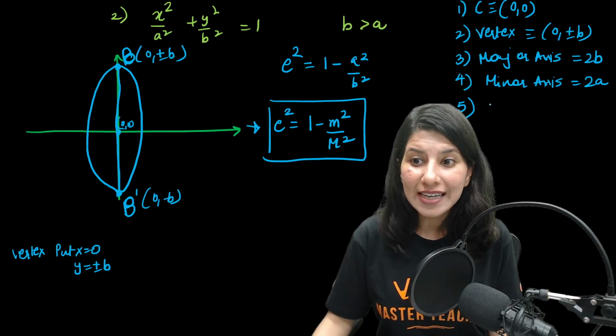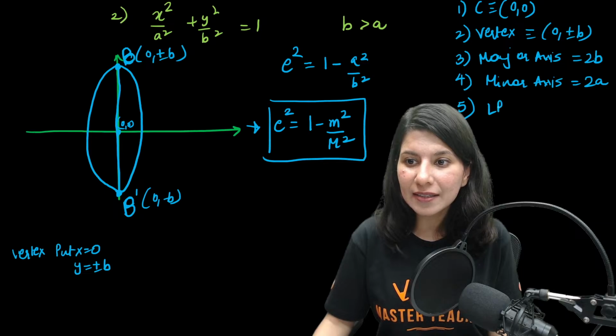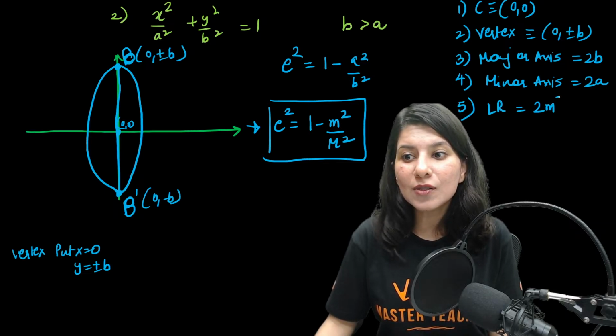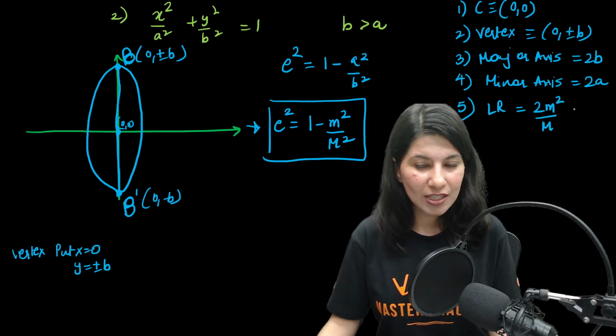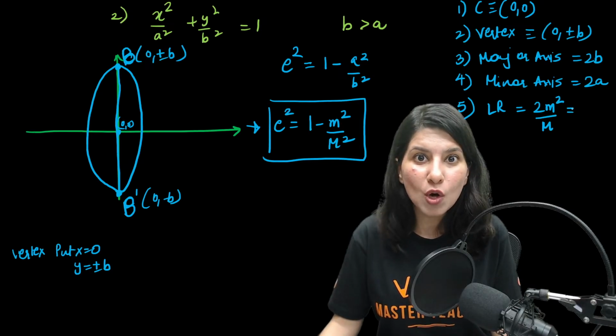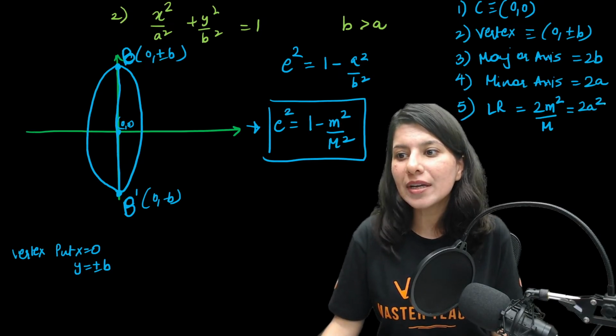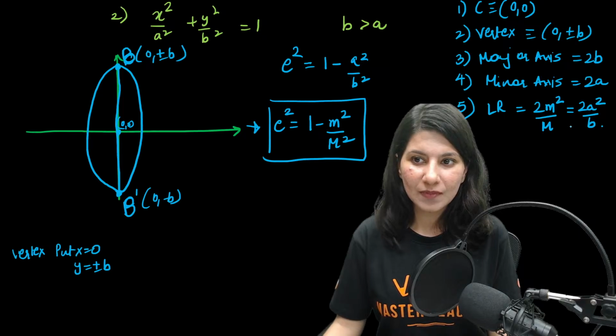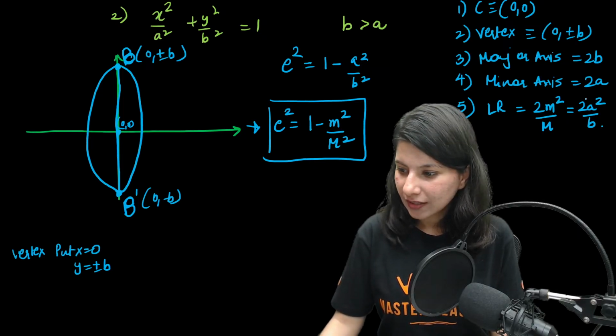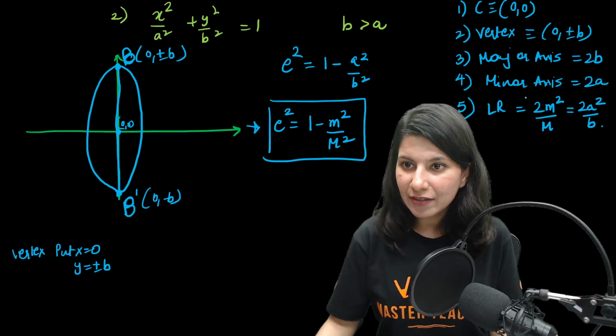And now, the length of the latus rectum, tell me. It is 2m square by capital M. Just remember this. This time, which one is smaller? A is smaller. So 2a square by b. Right? Okay. Clear? Now, we have the focus.